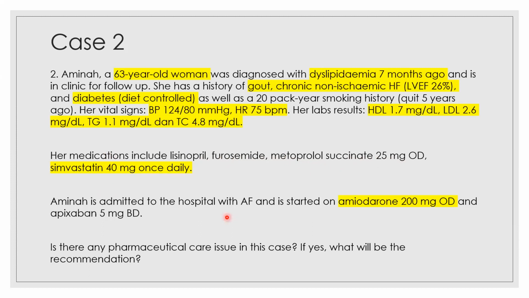So simvastatin was already started. Amina is admitted to hospital with AF, atrial fibrillation, and is started on amiodarone and apixaban. Is there any pharmaceutical care issue in this case? What is your recommendation? What do you think? Anybody want to try?